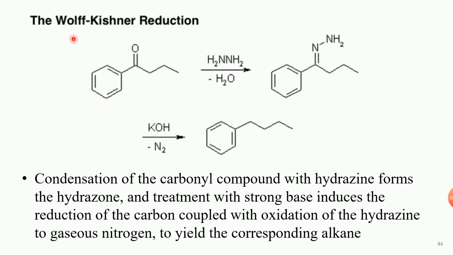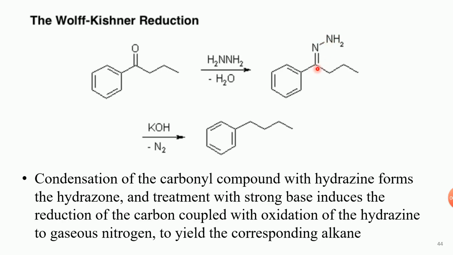For more detail on how Wolff-Kishner reduction works, if you see here, this is the carbonyl functional group of the ketone, which condenses with hydrazine and gives the intermediate, that is hydrazone. This hydrazone intermediate on reaction with the strong base KOH, this KOH induces the reduction of this carbonyl carbon and oxidation of this hydrazine moiety.